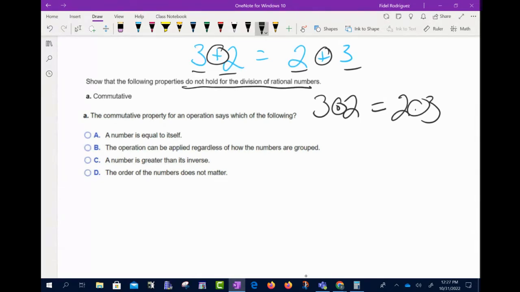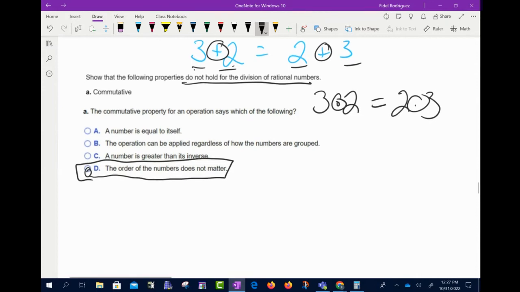So it says the commutative property for an operation says which of the following? It says that the order of the numbers does not matter, right? Because whether I add the 3 and then the 2, or the 2 and then the 3, or whether I multiply them, it's not going to make any difference. But that's what the commutative property says, okay?